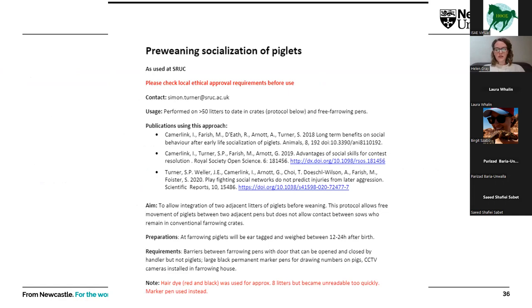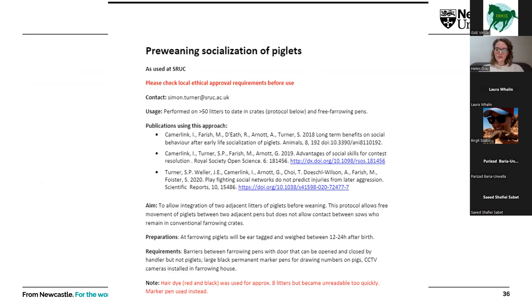Pre-weaning socialization of piglets, where the protocol is used, a contact for it, how often it's been used. So how much do we trust it? Any publications that have used this approach, the aim of the protocol, and then we'd go into the methods that are used. So if you were interested in, for example, cognitive bias testing, you could log on to this repository and see what's being done at other institutions.